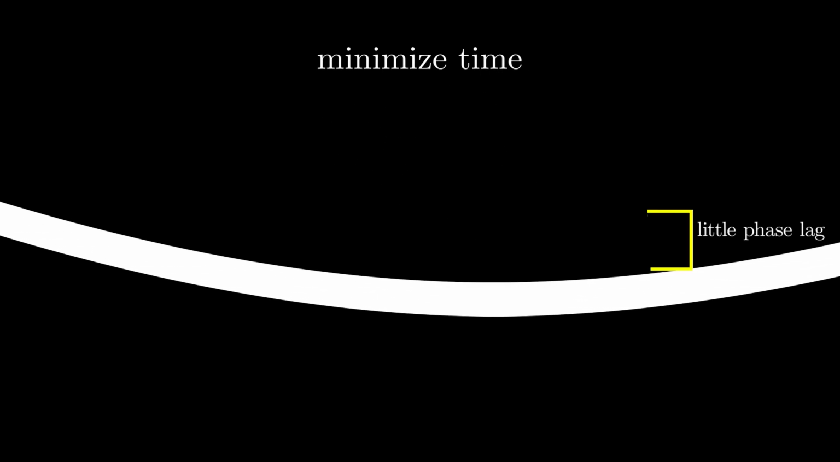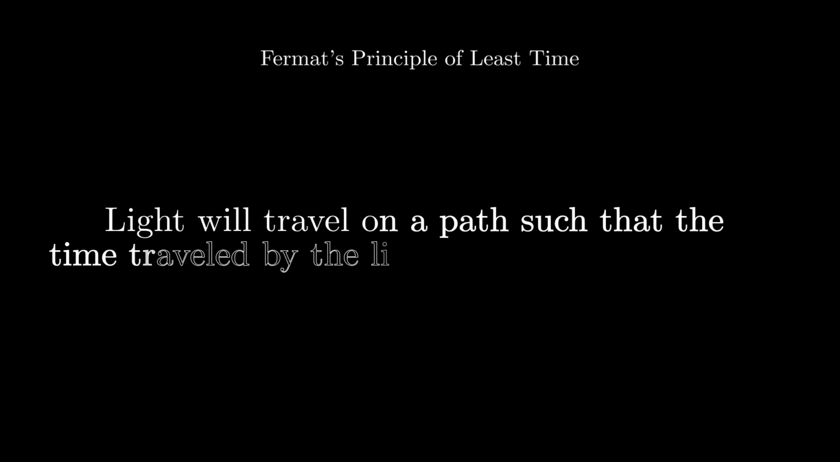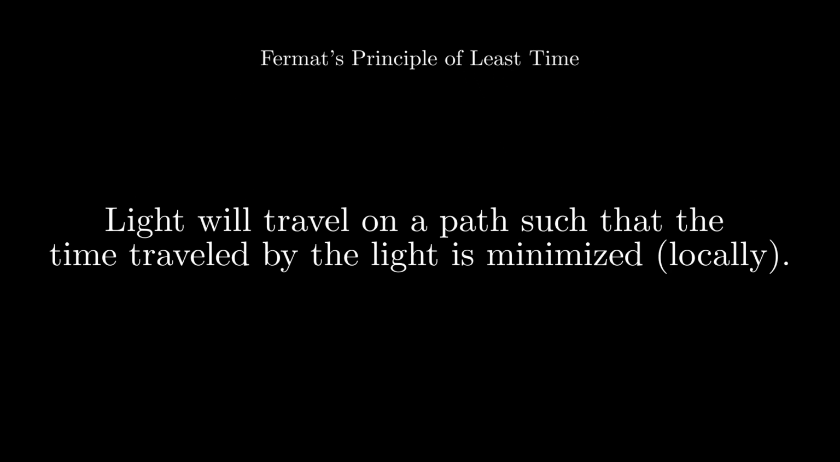What we've done is effectively minimize the time the light takes between the source and receiver. This is because paths around a minimum have no phase lag when compared to it. This principle is called Fermat's principle of least time, and it states that light will always travel in a way such that it minimizes the time it takes on that path.